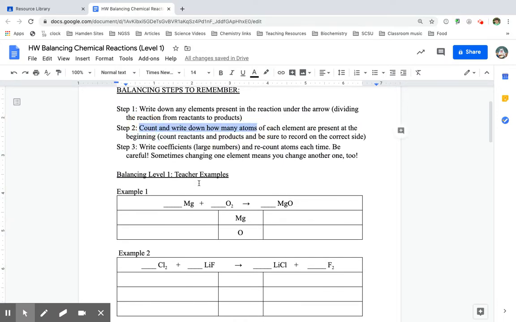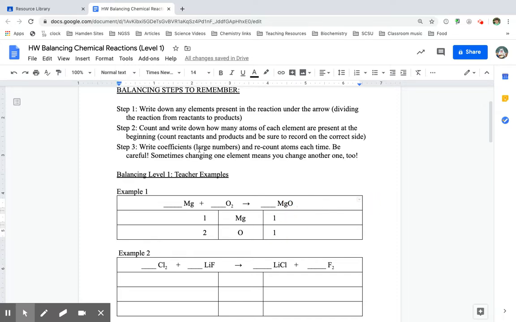The second step is to count how many atoms you have of each. On the left-hand side, there's just one magnesium. On the right-hand side, there's also just one magnesium. Hey, that's looking good. I start with one, I end with one. In the second element, I have oxygen. O2 means that I have two oxygens on the left. And this formula tells me that I just have one oxygen on the right-hand side.